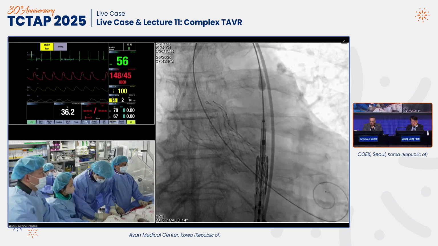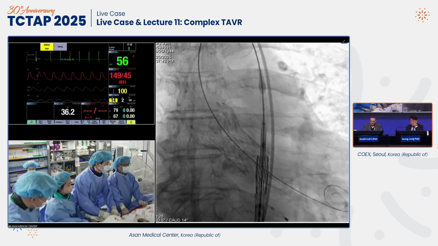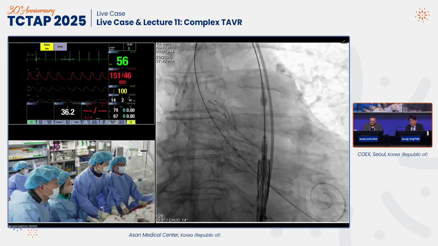And you said this is a 23 millimeter Ultra? Yeah, Ultra Resilia, 23. Or is this a standard Ultra? No, this is the Ultra. Okay.